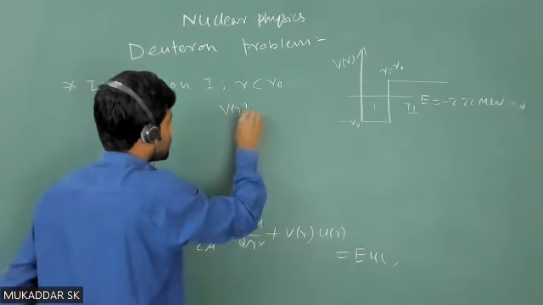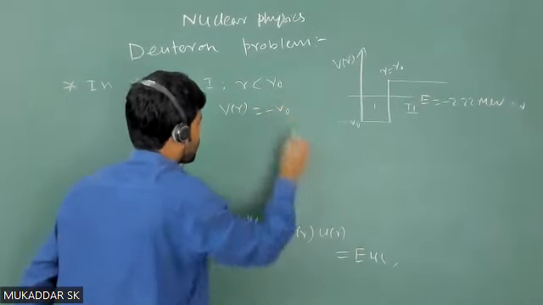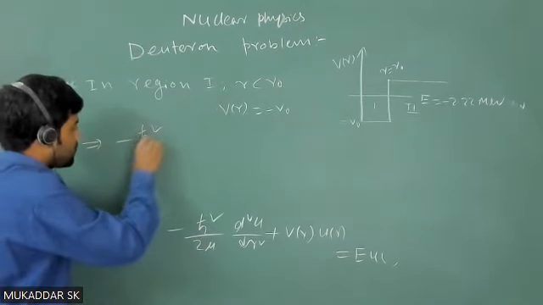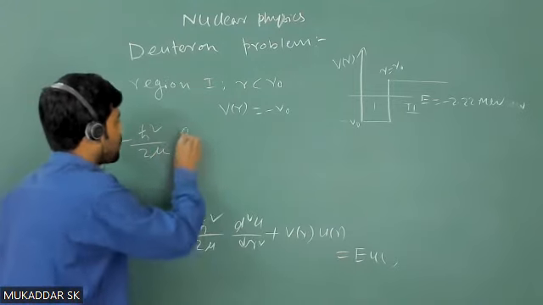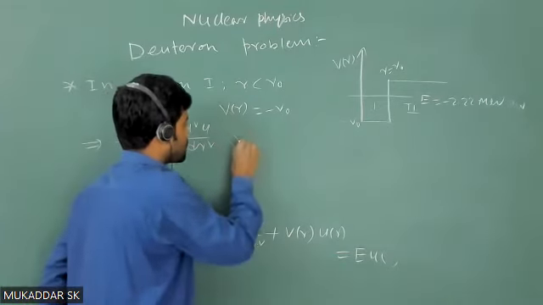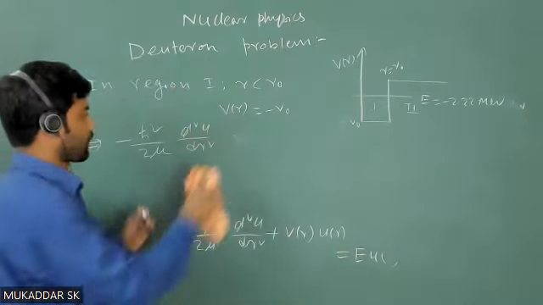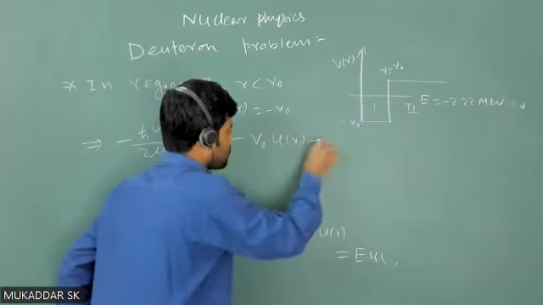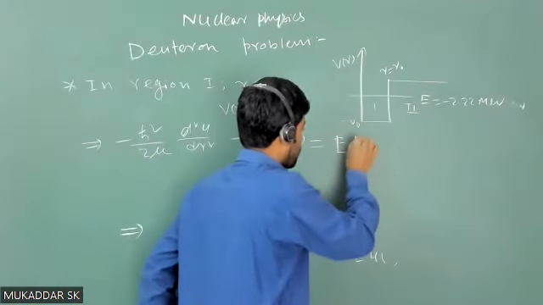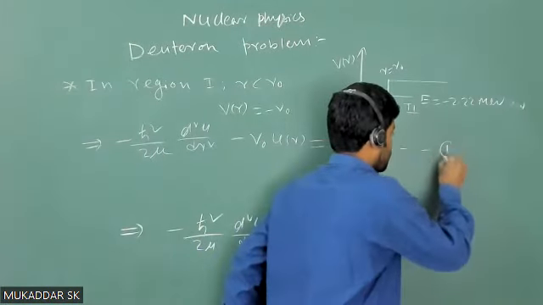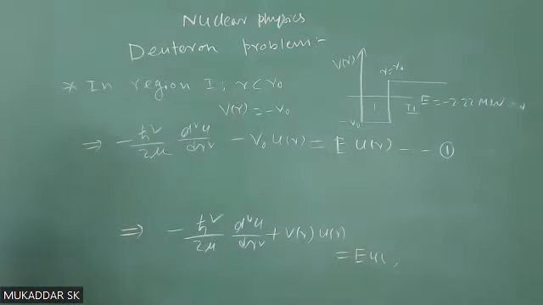Then V of R is how much? That is your minus V naught. Now if you substitute it here, your equation will become minus h cross square by twice mu d square u by dR square plus minus V naught u of R equals E u of R. And I'll take this as your equation number 1.